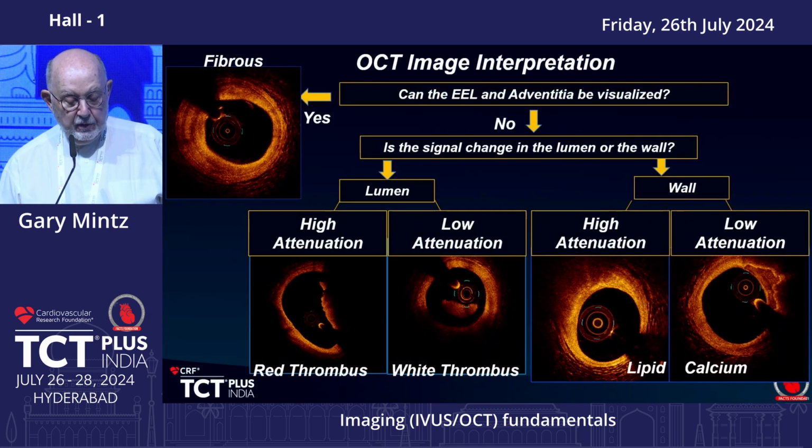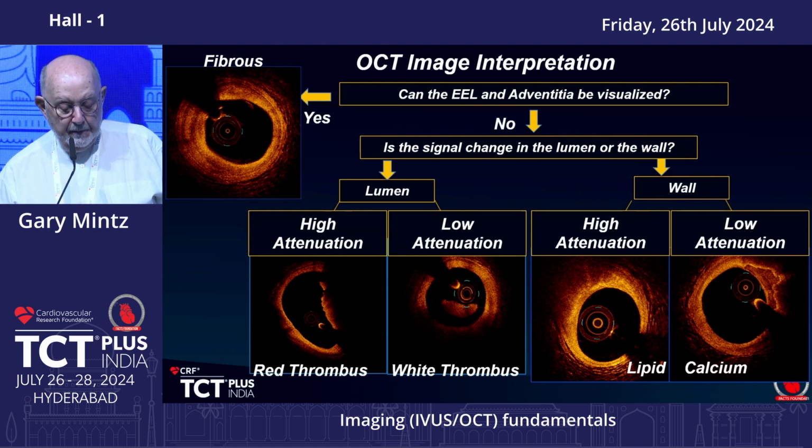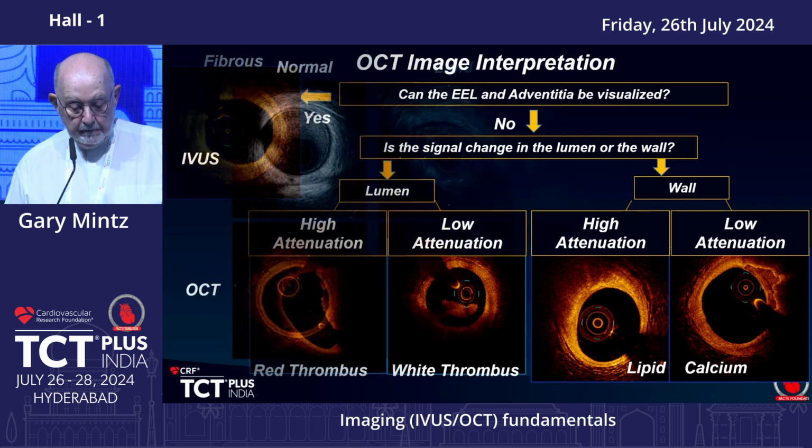Similar algorithms with OCT are based upon the presence of attenuation: high attenuation for red thrombus and low attenuation for white thrombus, for plaque that's in the lumen, and high attenuation for lipid and low attenuation for calcium, for plaque that's in the vessel wall.